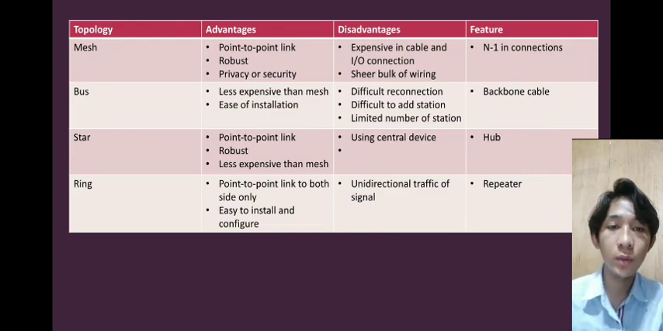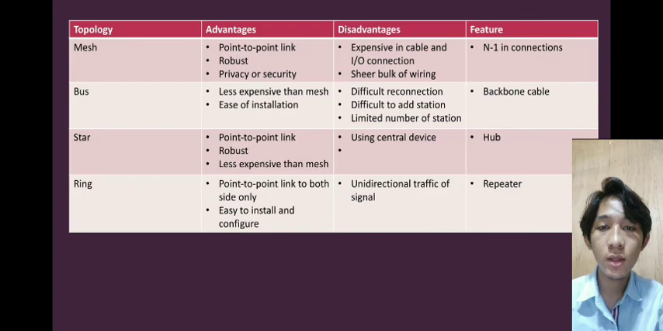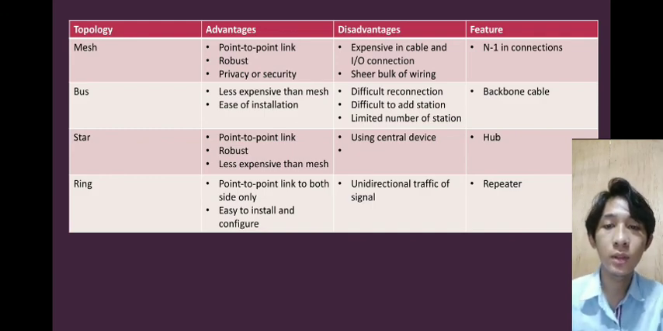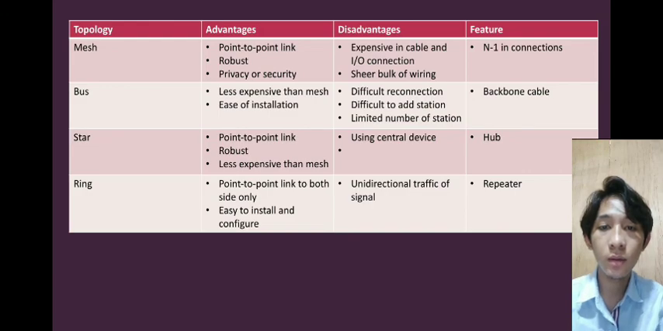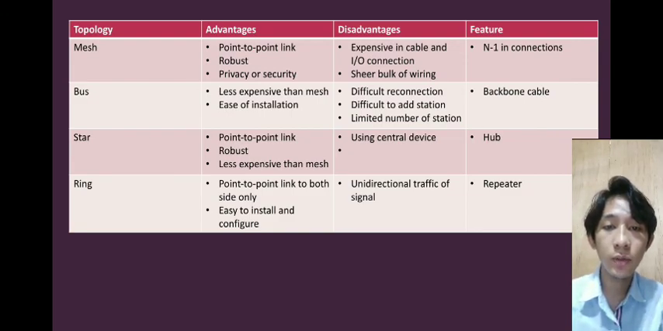Features. Backbone cable. Star. Point-to-point link. Robust. Less expensive than mesh. Using a central device, hub. Ring. Advantage. Point-to-point to both sides only. Easy to install and configure. Disadvantage. Unidirectional traffic of signals. Features. Repeater.